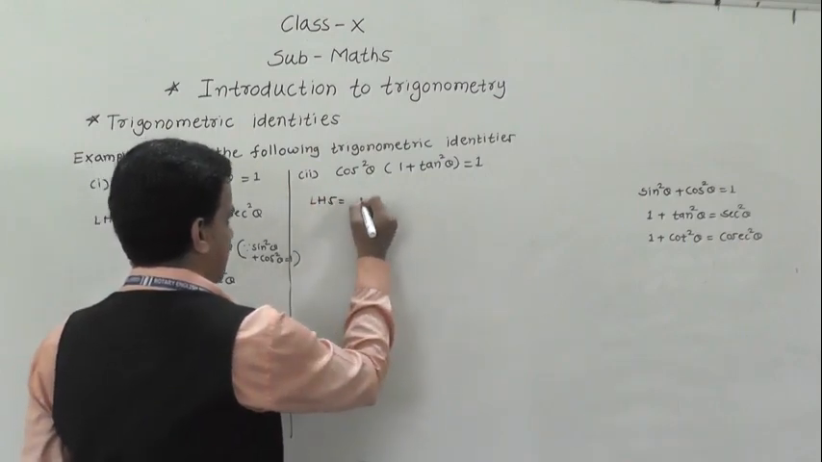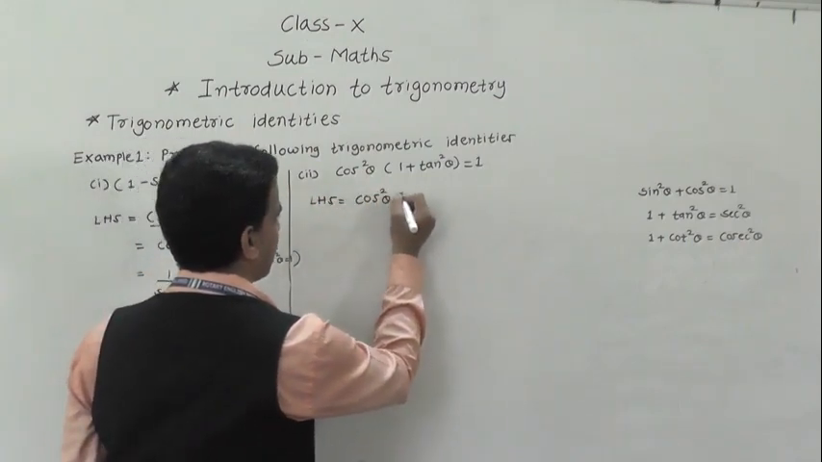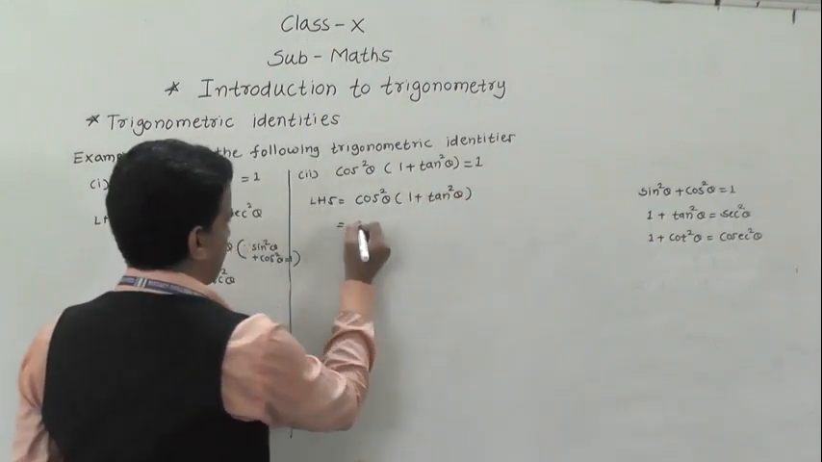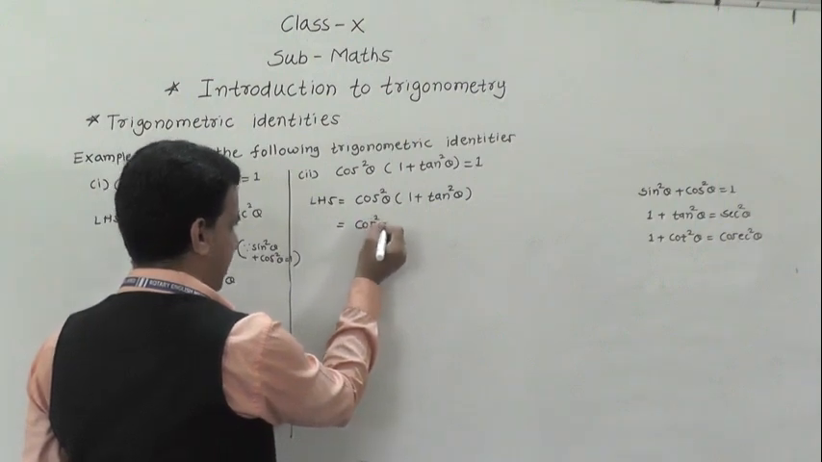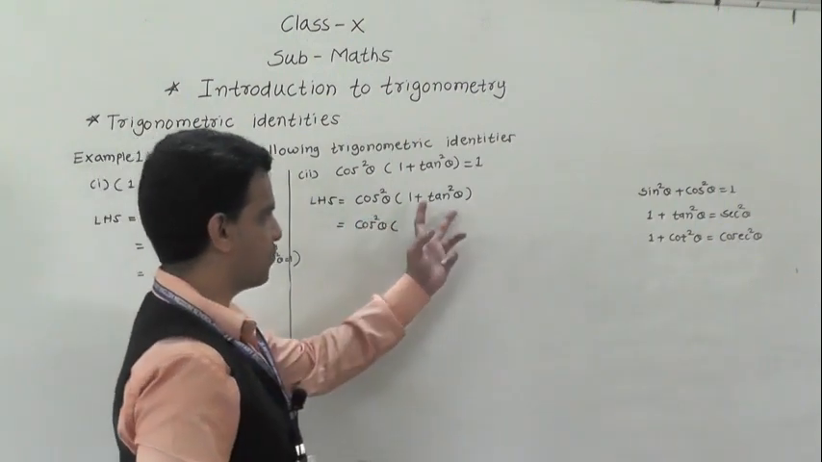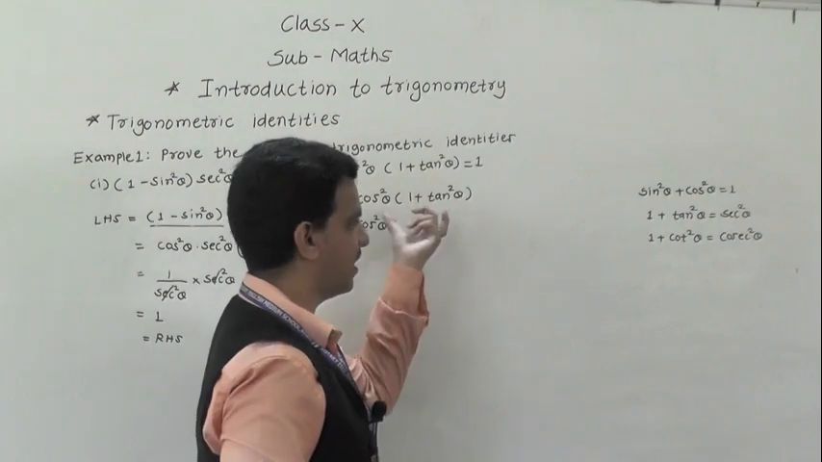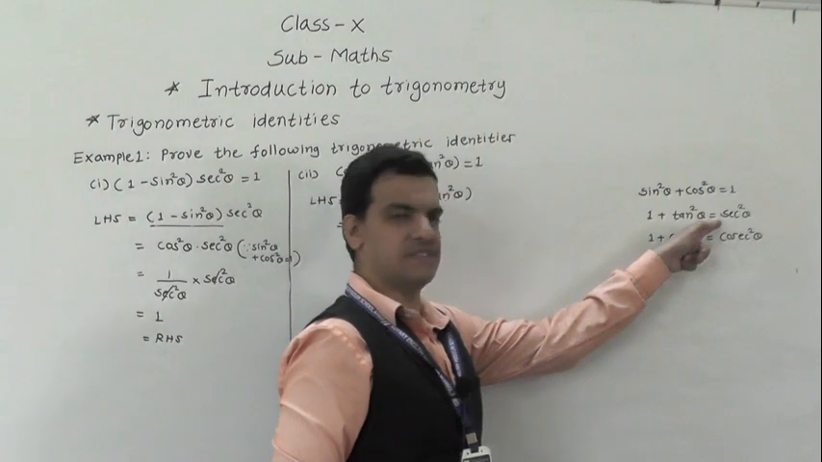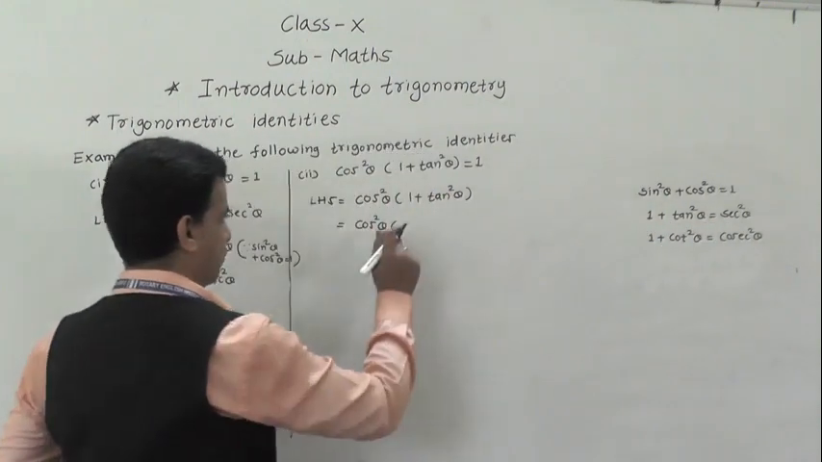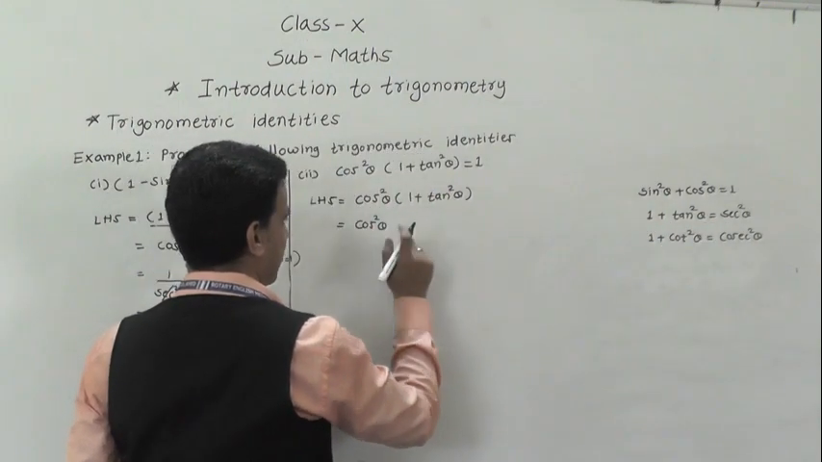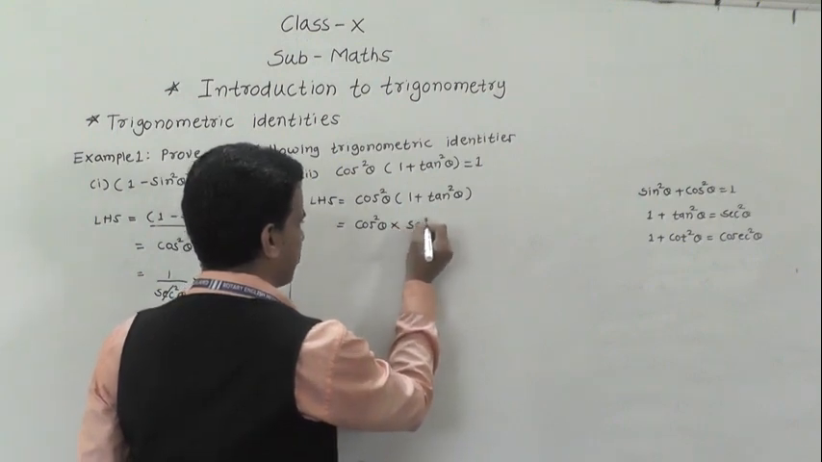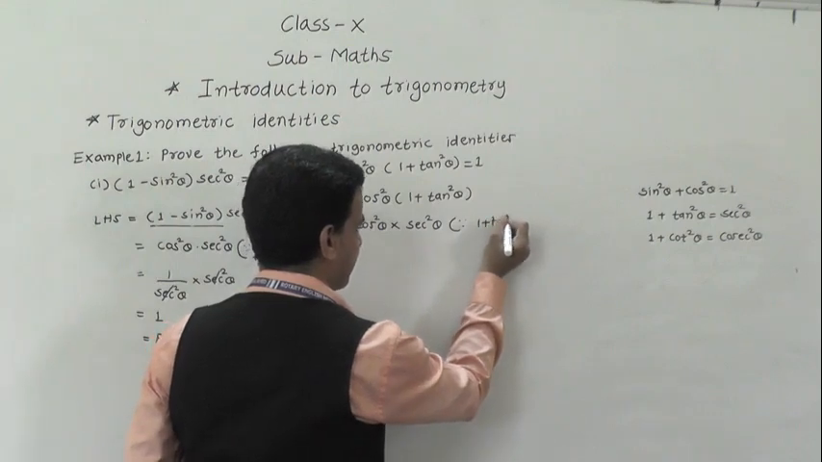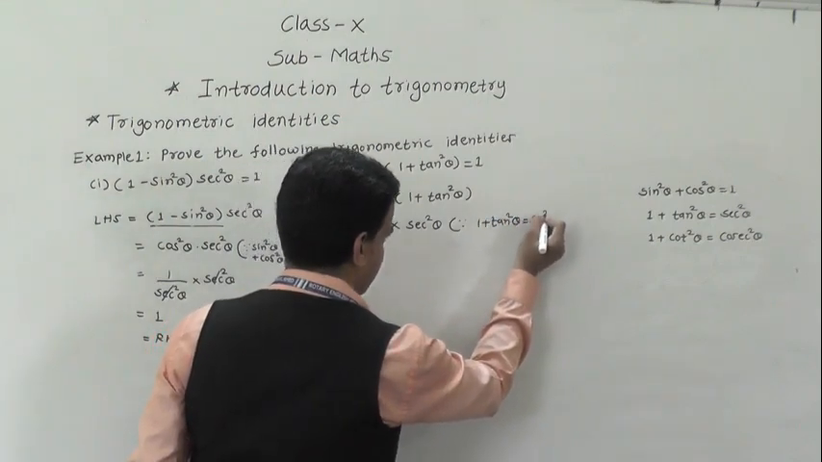So LHS, first I am writing here, cos square theta into 1 plus tan square theta. So cos square theta keep as it is, 1 plus tan square theta. This one we have directly from the second identity: 1 plus tan square theta is equal to sec square theta. So instead of this, we have to substitute sec square theta, since 1 plus tan square theta is equal to sec square theta.